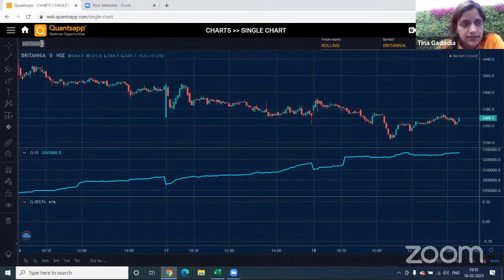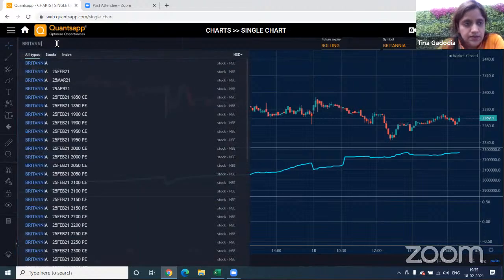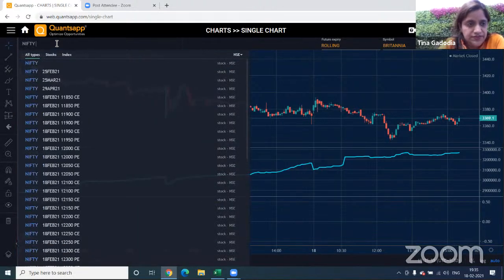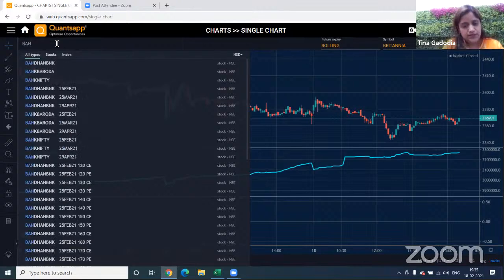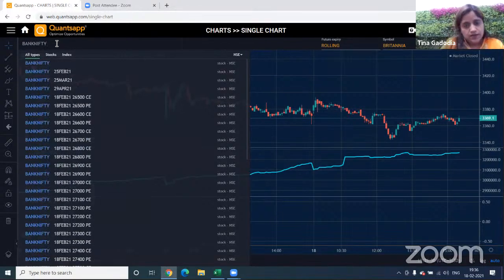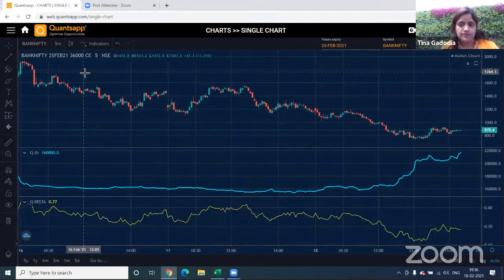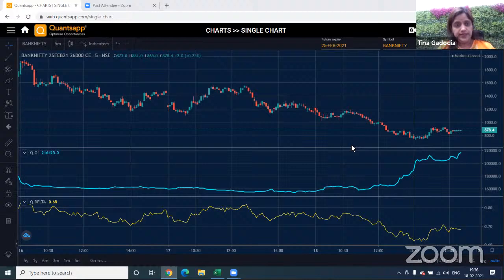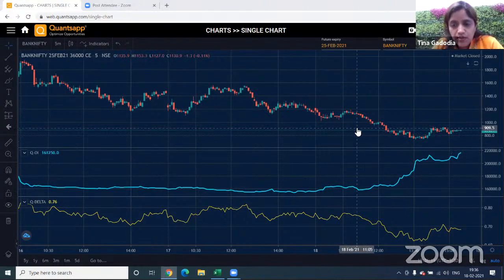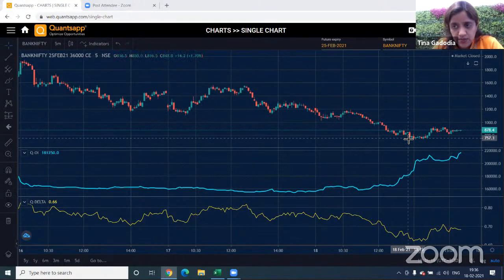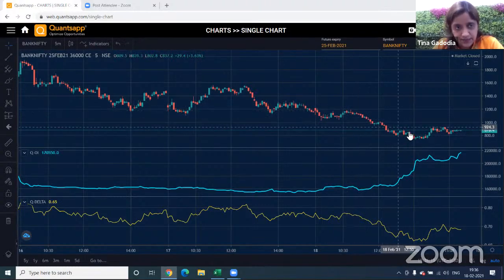Now I say going for say Bank Nifty, 25 Feb 21, 36,000. See. Now this is Bank Nifty for the next month. Now you saw how the price has broken. Okay, the price has come down.